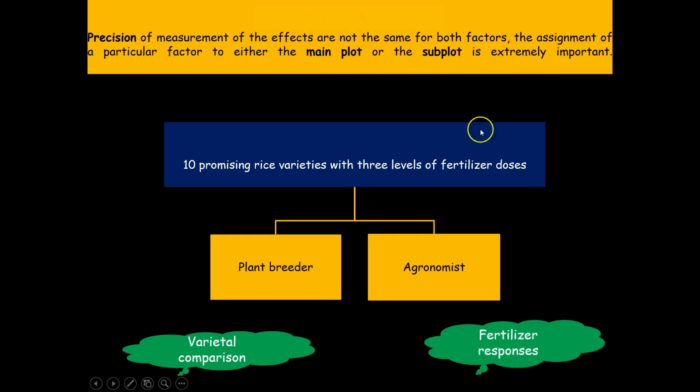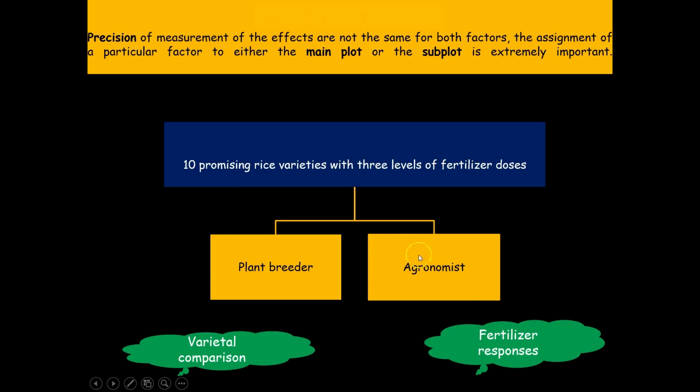For example, say we have a plant breeder and an agronomist. A plant breeder who plans to evaluate 10 promising rice varieties with 3 levels of fertilizer in a 10 into 3 factorial experiment would probably wish to have greater precision for the varietal comparison than for the fertilizer response, because breeders are more interested in varietal evaluation than in the response to fertilizers. Thus this plant breeder would designate the variety as the subplot factor and the fertilizers as the main plot.